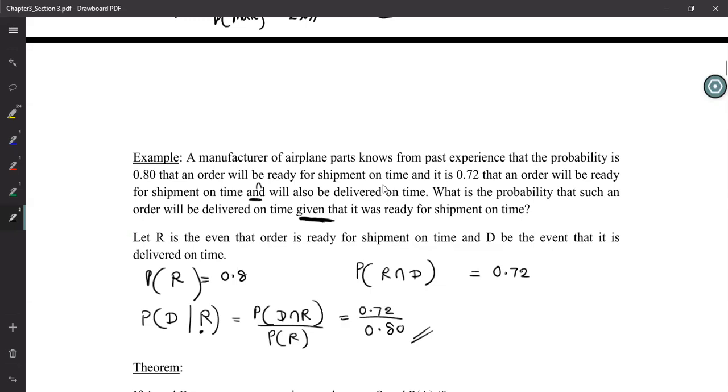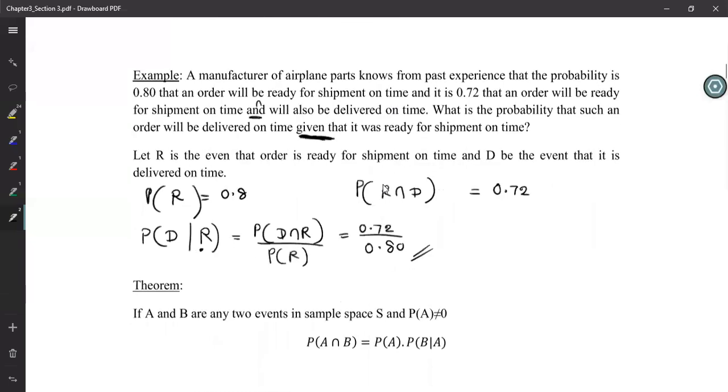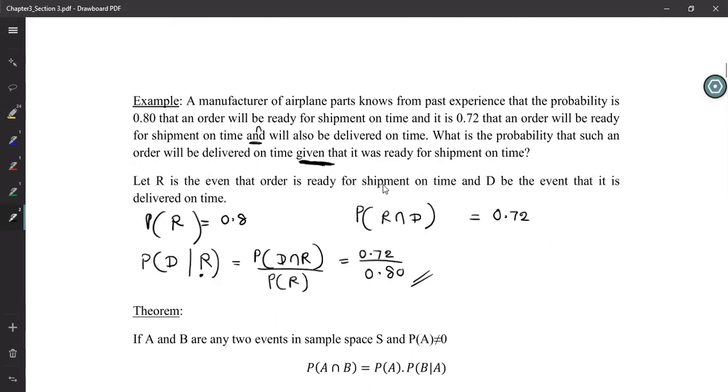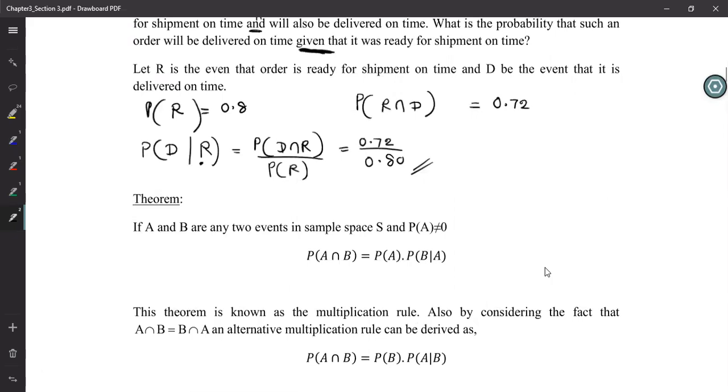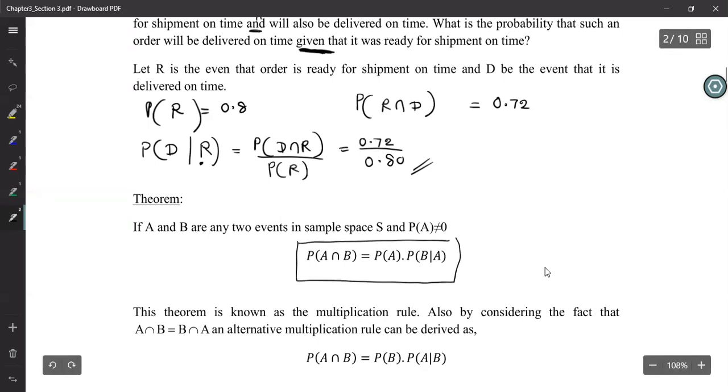This is clear to all of you? Okay, so be careful when you read the context. Identify properly the conditional probabilities and others. Now we look at a few other equations that you can get from the conditional probability. If A and B are any two events in sample space S and P(A) is not equal to 0, here's an equation that you can use to find the intersection. Probability of A and B is P(A) times P(B given A).